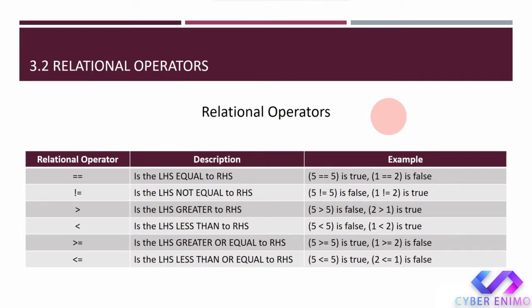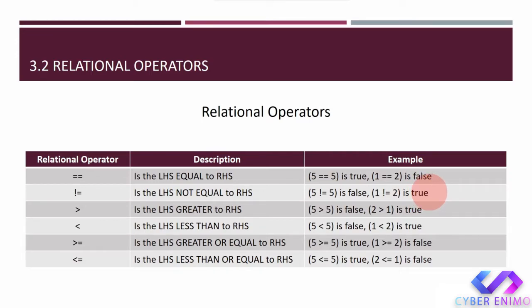The next operator is the not equal operator, which is an exclamation mark followed by an equal sign. When comparing two values, this will compare the left-hand side to the right-hand side, and if they are not equal, this will evaluate to true. For example, if we say 5 != 5, this is not true because 5 is equal to 5, and hence will evaluate to false. On the other hand, if we say 1 != 2, this will evaluate to true.